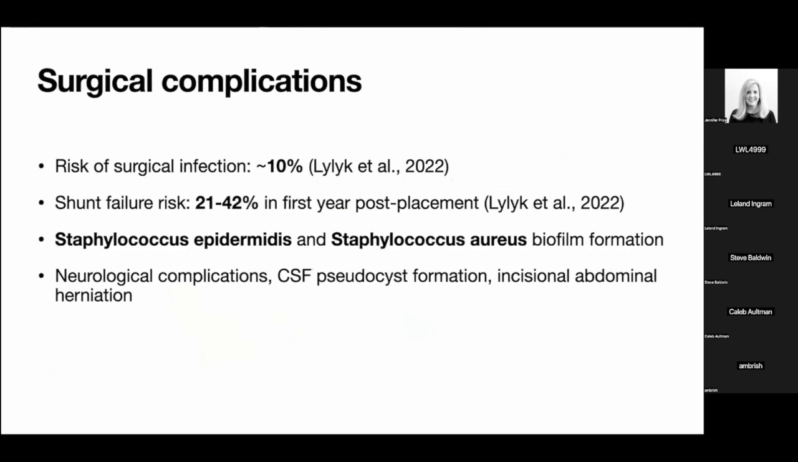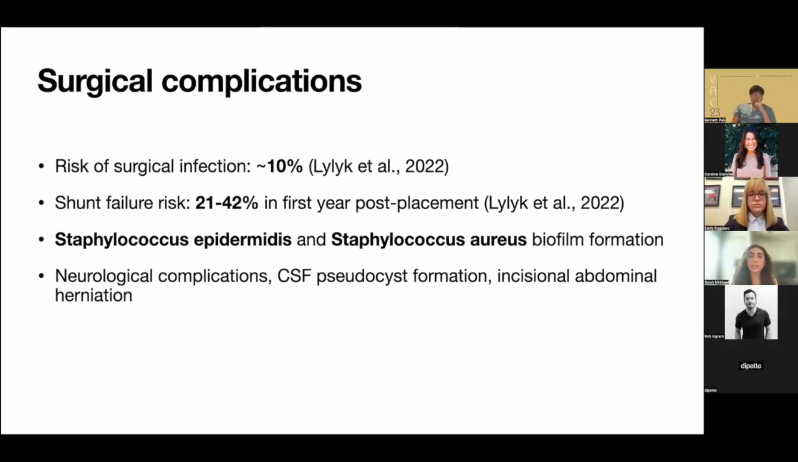So shunt placement is a very invasive procedure, so it comes with a lot of risk of complications. There is high risk of surgical infection and high risk of shunt failure. Each time there's a shunt failure, that requires at least one additional surgery, which stands to reason will increase morbidity and mortality rates. There can also be biofilm formation that can obstruct the functioning of the shunt, and that's typically seen with Staph epidermidis and Staph aureus. Clinically, you can also see neurological complications, one example being migraines. There can also be CSF pseudocyst formation. And in the case of the ventriculoperitoneal shunt, there can be abdominal herniation through the incision site.